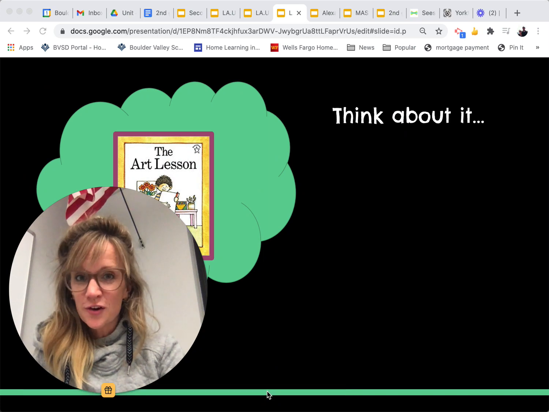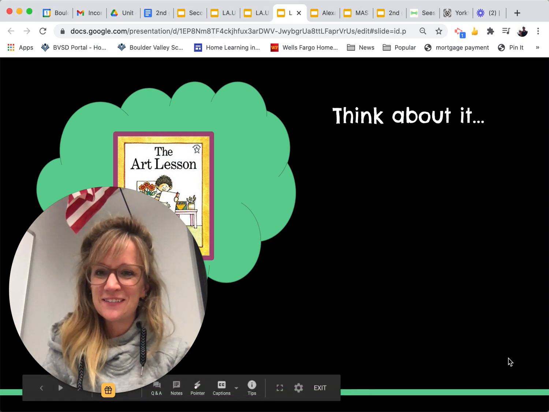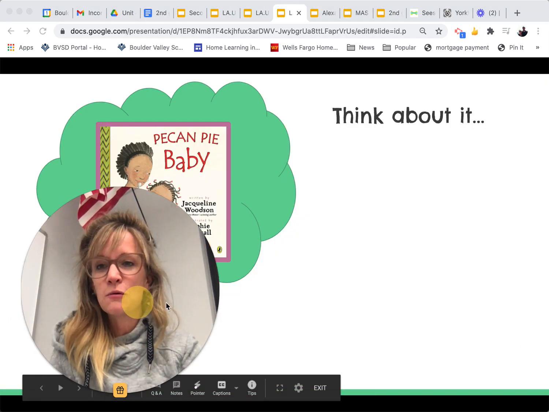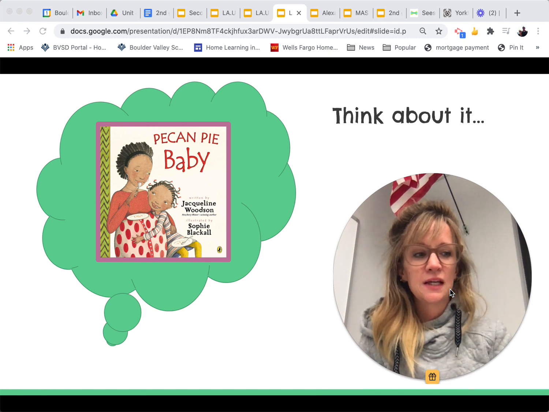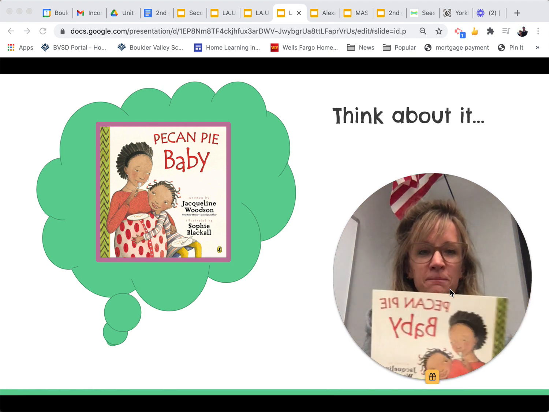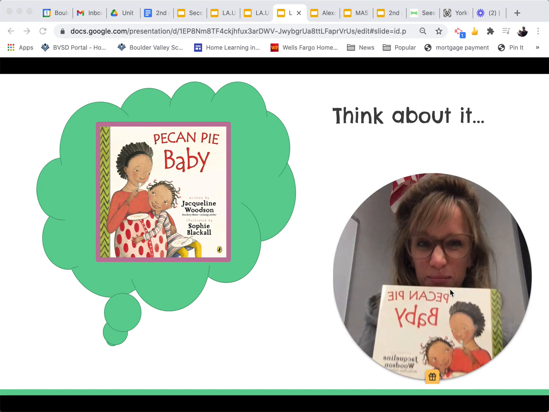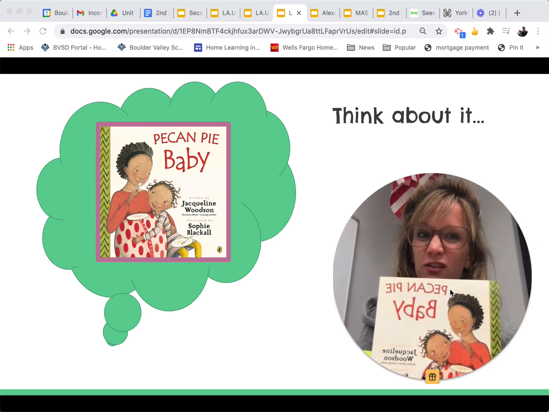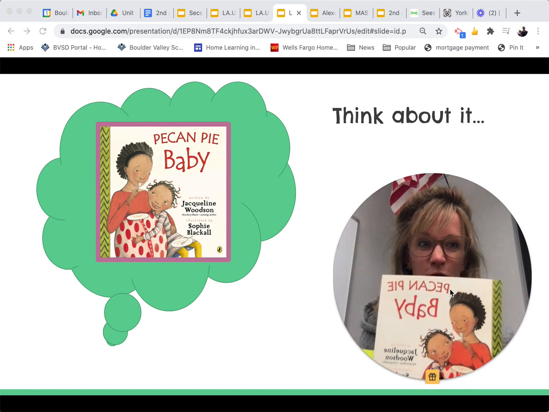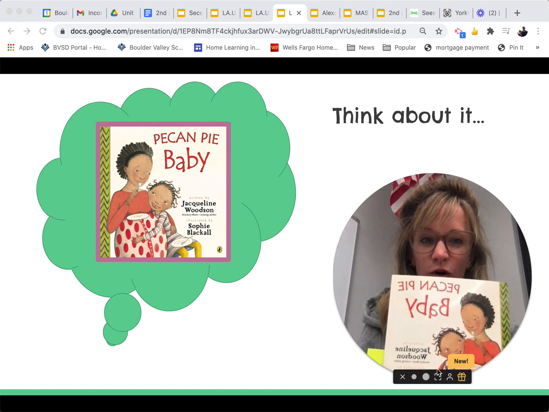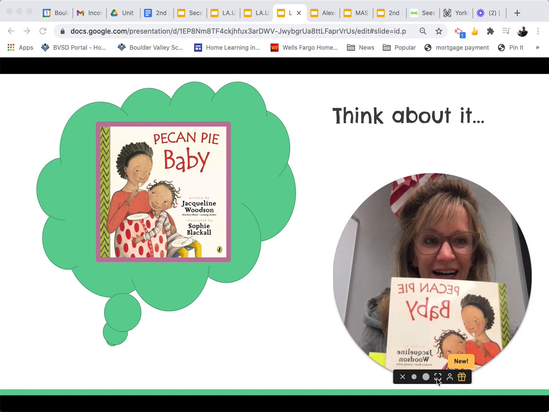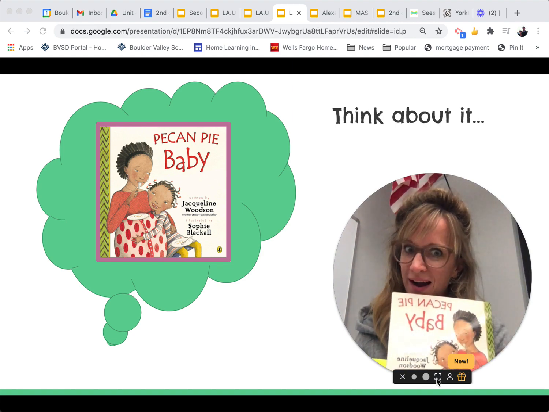Let's look at another example. Come on, readers, here we go. Okay, I want you to think about Pecan Pie Baby. We're going to read about Gia. And she's about to have a new sibling, so I think she has a lot of feelings and a lot of emotion happening. What do you notice about how Gia's acting? Would you act this way?